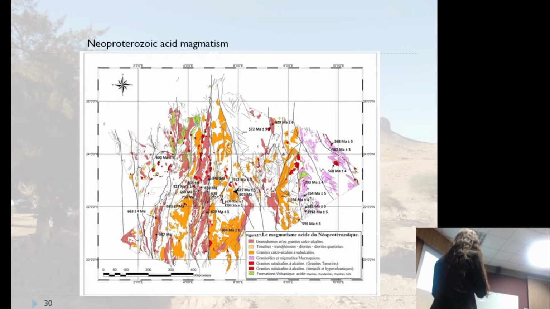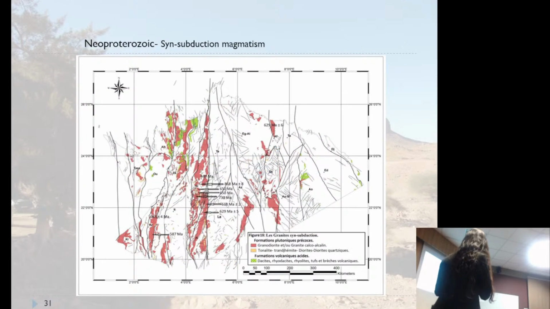Okay, I'm going to go forward here. So we have the subduction magmatism, and it is thought to be usually along the shear zones, as you see here. Again, these last years a lot of people are interested in this area, so we have a lot of data. I can't read the dates, but it's around 650 million years, mostly.